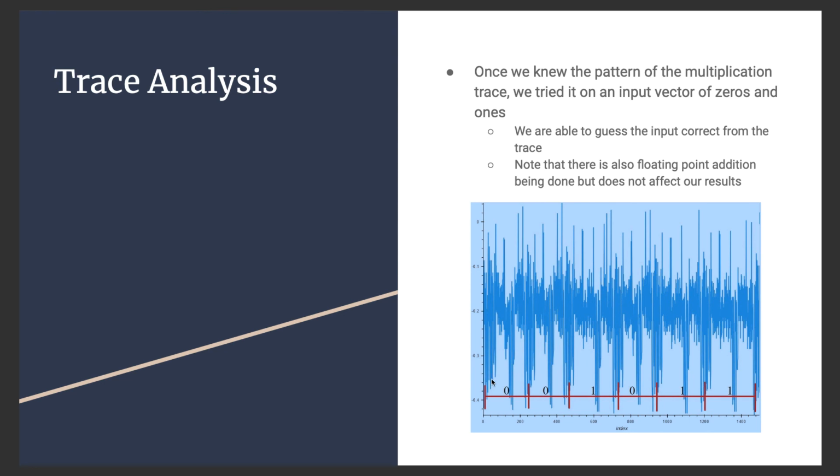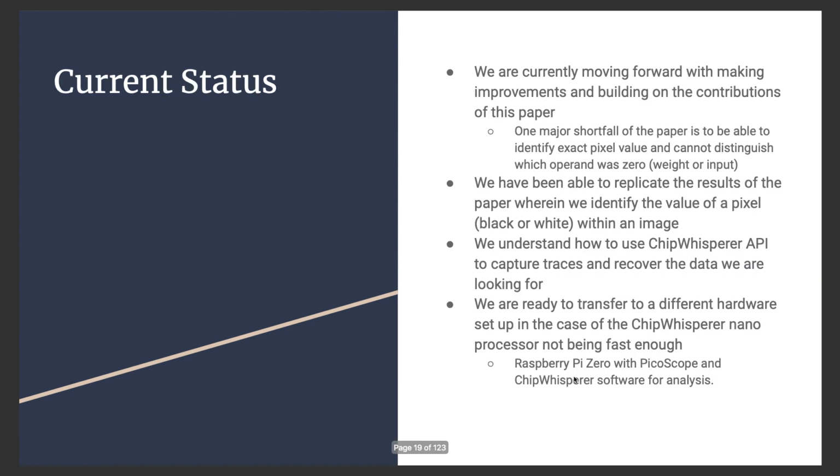So this gives us the ability to actually identify when a 0 pixel value was being multiplied or when a non-zero pixel value was being multiplied. And since we're working with a black and white image, that will let us perfectly recreate the image itself, which is pretty valuable. That was pretty much what we've gotten from the trace analysis so far.